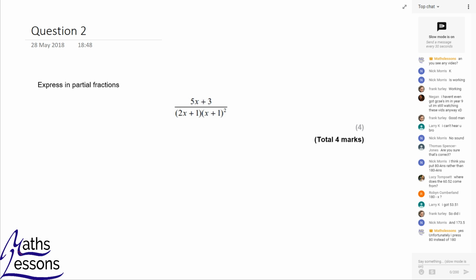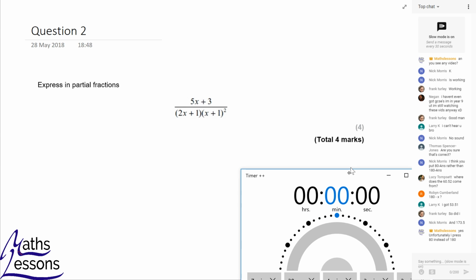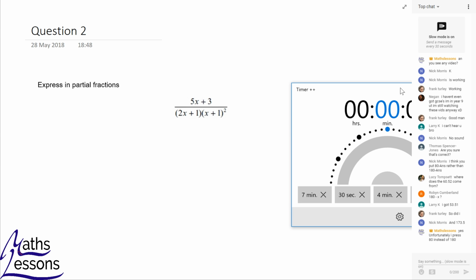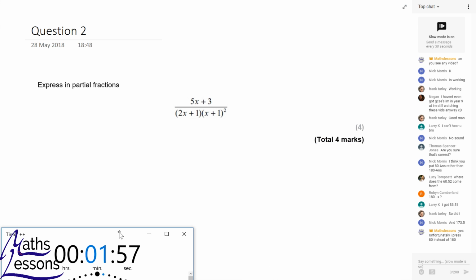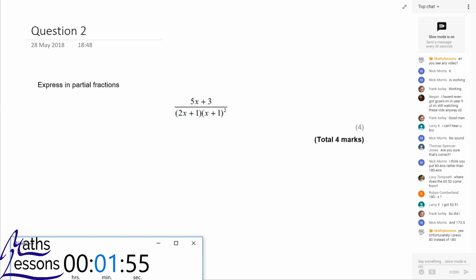So I'm just going to give you another 3 minutes to have a go at this question. Actually, I'm going to give you less than that, because this one's a bit more straightforward if you know what you're doing. So 2 minutes should be plenty to do this question. Have a go at this one before we go on to the more interesting exam question.